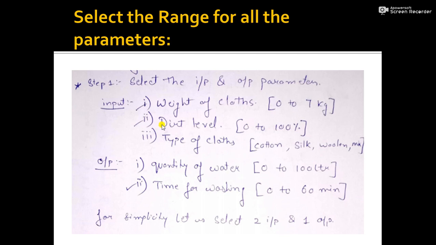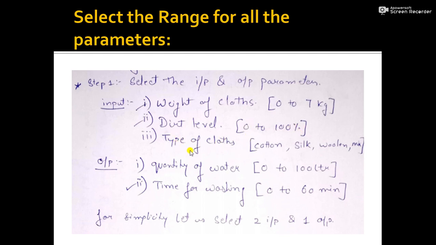Next, dirt level. The dirt level is categorized in terms of percentage. It is 0 to 100%, wherein 0 stands for no dirt and 100% stands for maximum dirty clothes. So the dirt level is categorized on the basis of percentage, 0 to 100%.